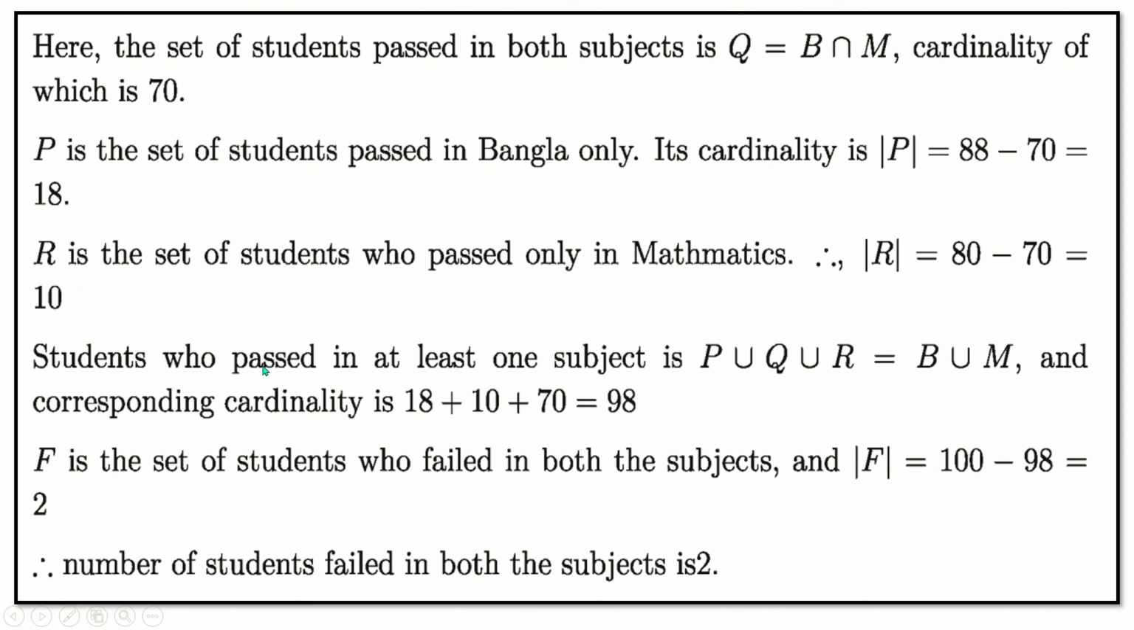I have explained. That means the total part P union Q union R is equal to B union M, and that is 18 plus 10 plus 70, which equals 98. And the total is 100. So F is equal to 100 minus 98. Therefore, the required answer will be 2. Clear everyone? So I think if you study this part that I have explained in this lecture, you will solve the other math easily.